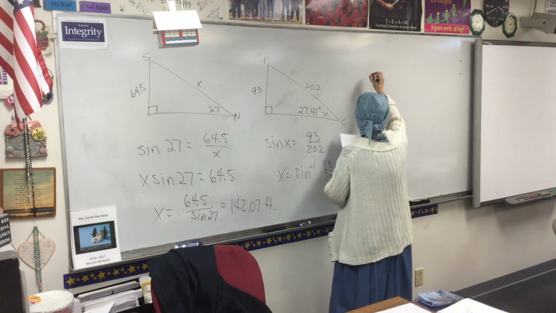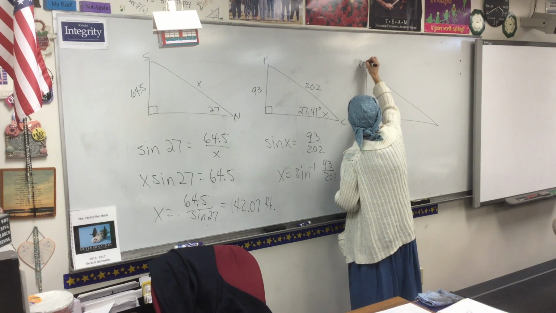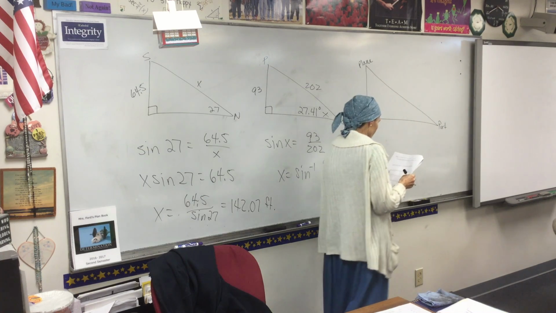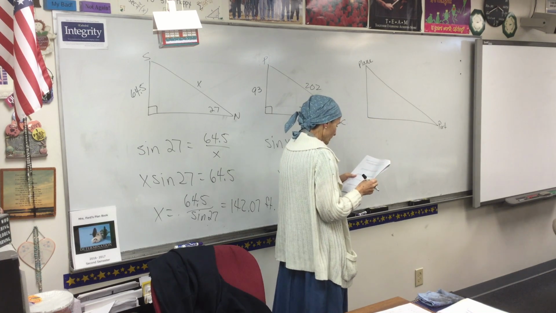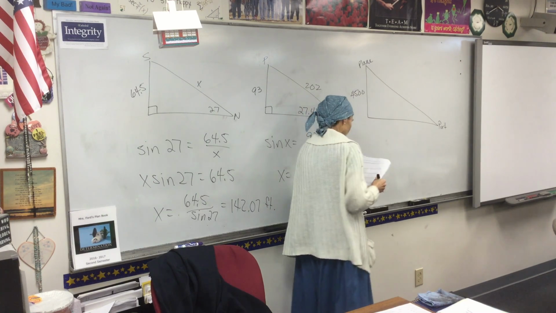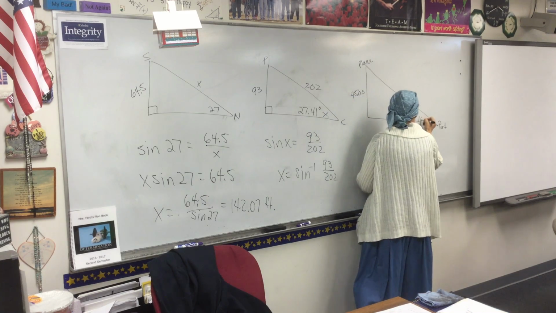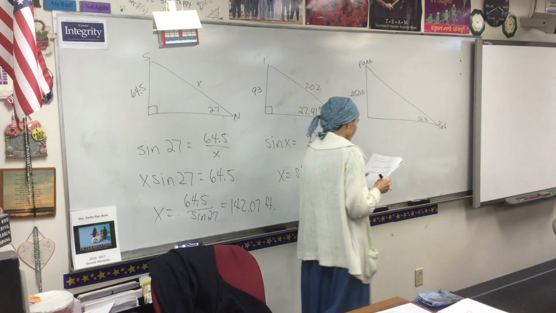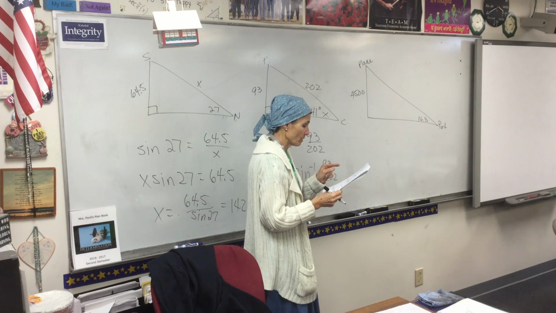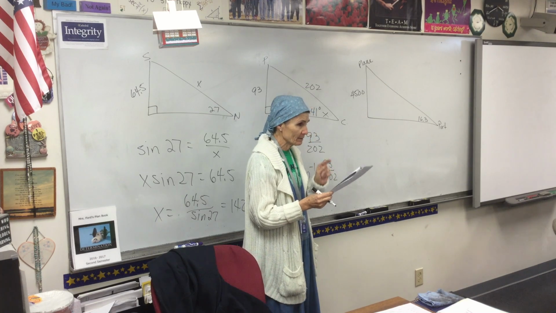Okay, now we have our airplane and our airport. The airplane is currently 4,500 feet above the ground. The angle of depression is 16.3. How far is the airport from the point on the ground directly beneath the plane?